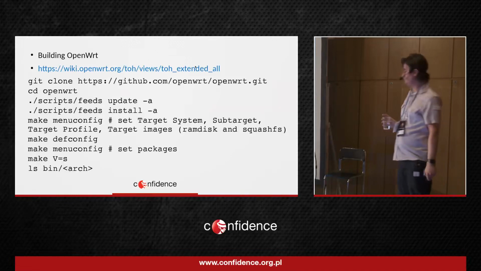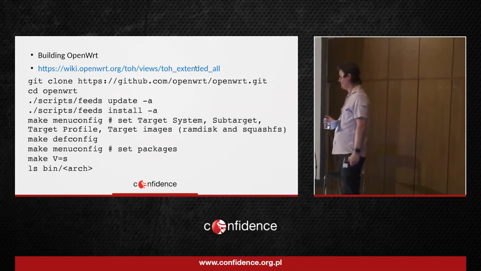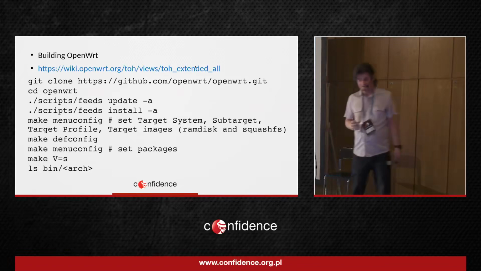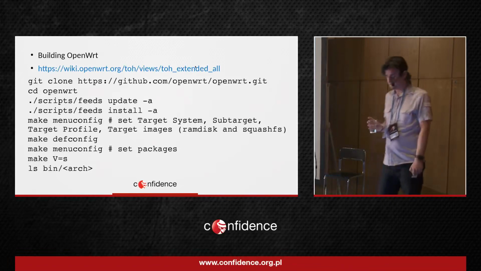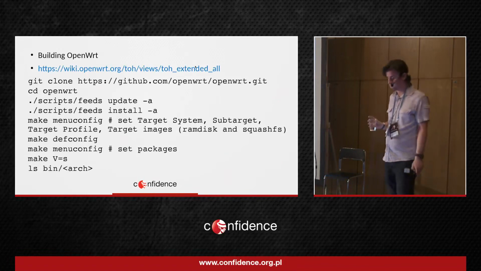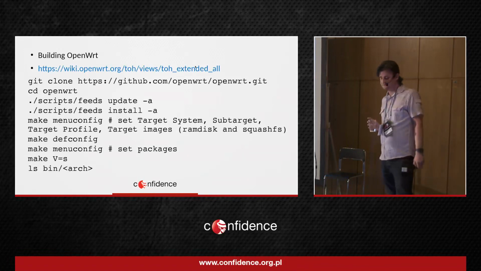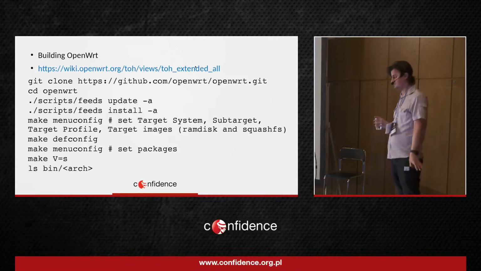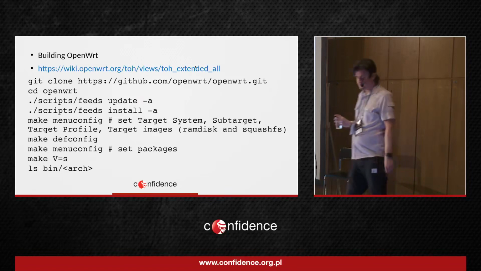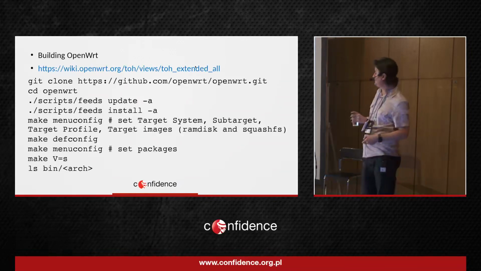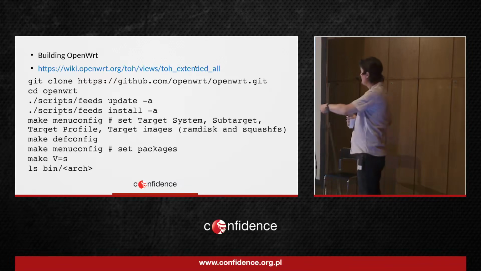So when we are in U-boot, we're going to need some image to run on it. My weapon of choice is OpenWrt, because it has a very large list of compatible hardware. I will show it at the end, and also because its build environment and ecosystem are really nice. So building OpenWrt is rather easy. You clone a repository, you update feeds.